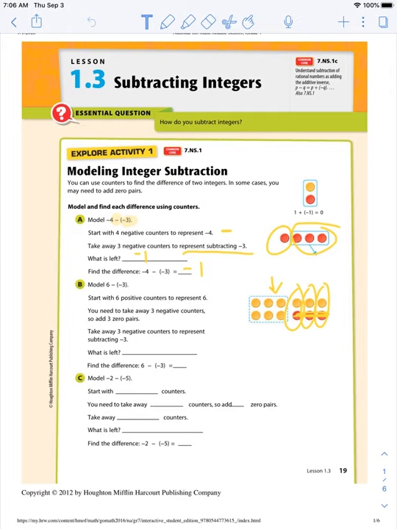And now we can count how many positives we have. So we took away 3 negative counters. What is left? Well, we have the original 6 and then 3 positive counters. 6 plus 3 is 9. So 6 minus -3 is +9.